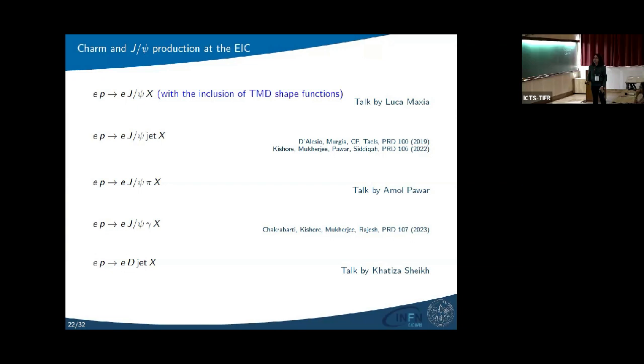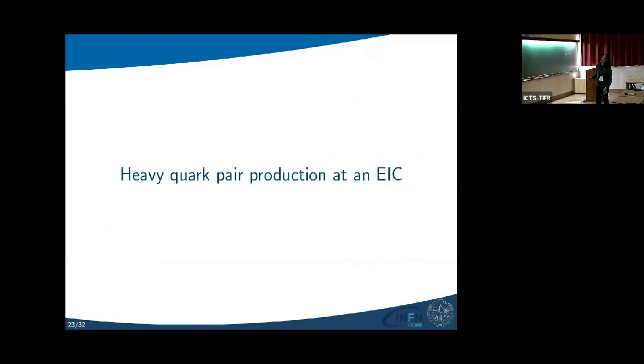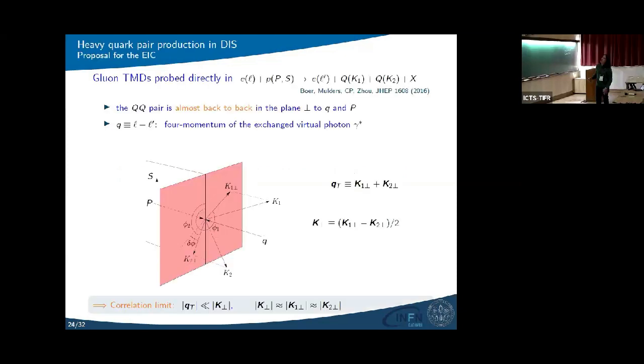So I will talk about something different, but the idea is the same. So, for example, we can look at semi-inclusive deep inelastic scattering, and with the production of a pair, charm, anti-charm, for example, b b-bar, but at EIC, we look at c c-bar. And this pair is to be produced almost back-to-back in a plane which is orthogonal to the exchanged virtual photon, with momentum q, and the proton P.